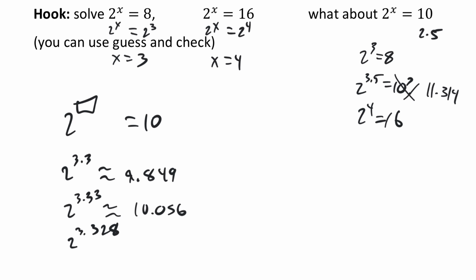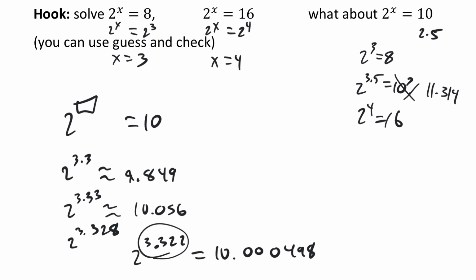If you're following along with your calculator here, these numbers are getting pretty close. Oh, I like this one. 2 to the 3.322. Try that on your calculator. You should get 10.000498, which to 3 decimal places would round to 10. So I guess 3.322, that's pretty close.